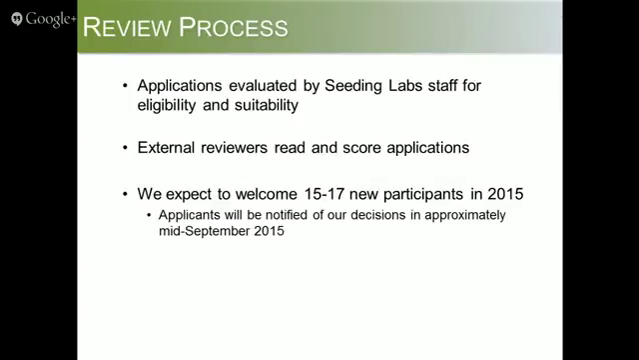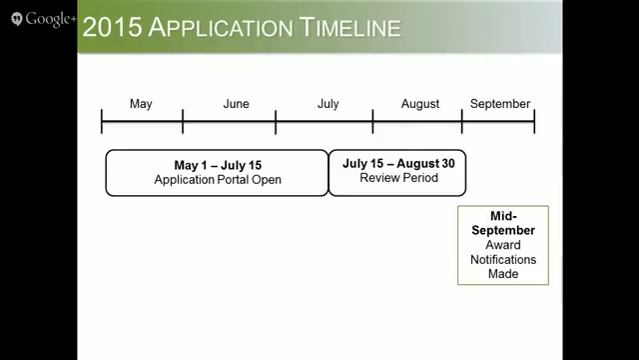Okay, a little bit about the review process. Applications are first evaluated by Seating Lab staff for eligibility to the program and suitability. After the staff has reviewed your application, we may ask for clarification or more information if we need it. After that point, applications will be sent out to external reviewers to be read and scored. And we expect to welcome 15 to 17 new participants in 2015. And we expect to make notifications around mid-September 2015.